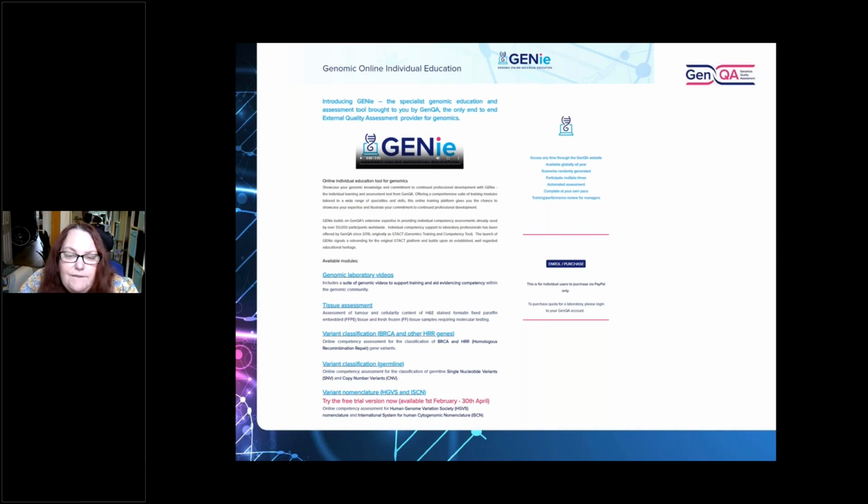And we've looked at various different areas at the moment, including variant classification. We've got a couple of EQAs, a couple of Jenni modules, which provide classification modules. One that we run annually about BRCA and HRR gene variants, and that is usually available currently without cost. But we also have an online variant classification EQA.